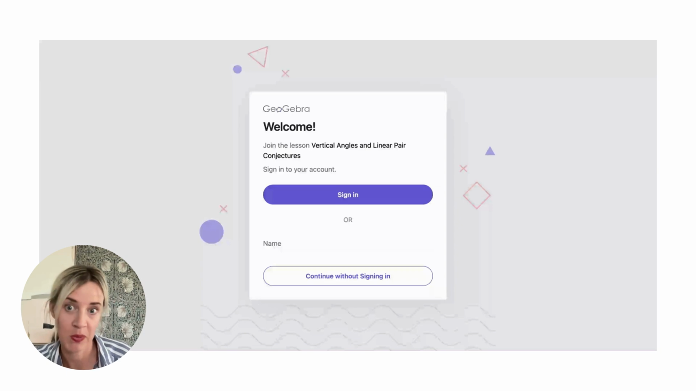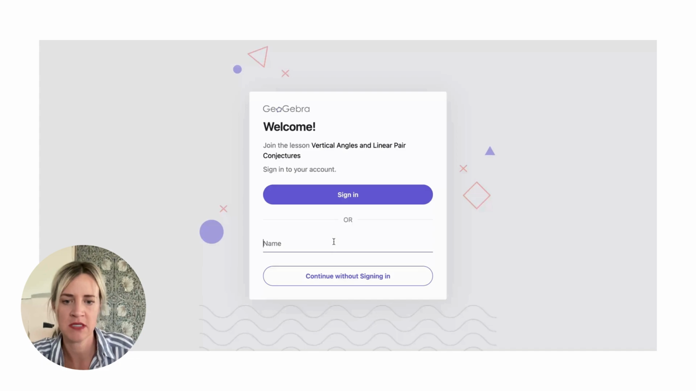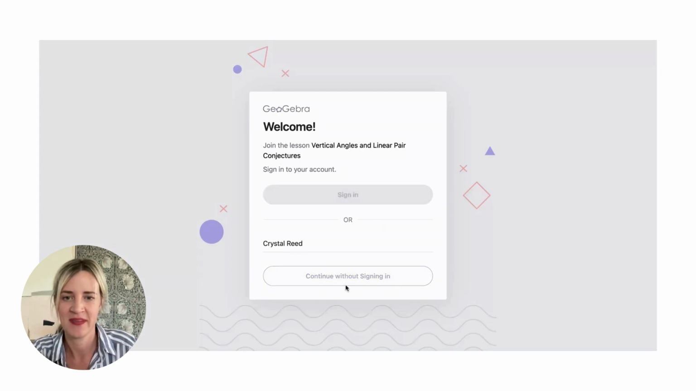Class, we're going to do a quick fun GeoGebra activity. So when you click on that link, you do not have to sign in. You can just put your name here to join, and then you just click continue without signing in.